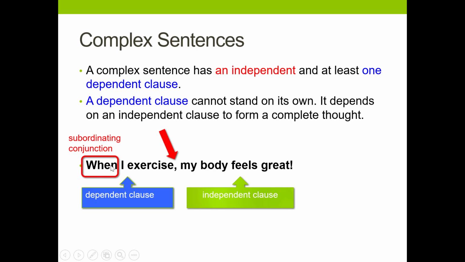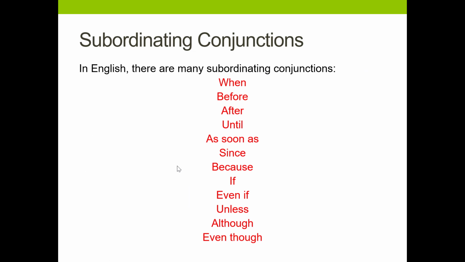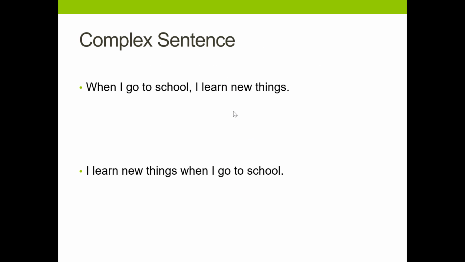We put a subordinating conjunction. Here in this case it's when, and then there's a comma in the middle. In English, there are many subordinating conjunctions like when, before, after, until, as soon as, since, because, if, even if, unless, although, and even though.